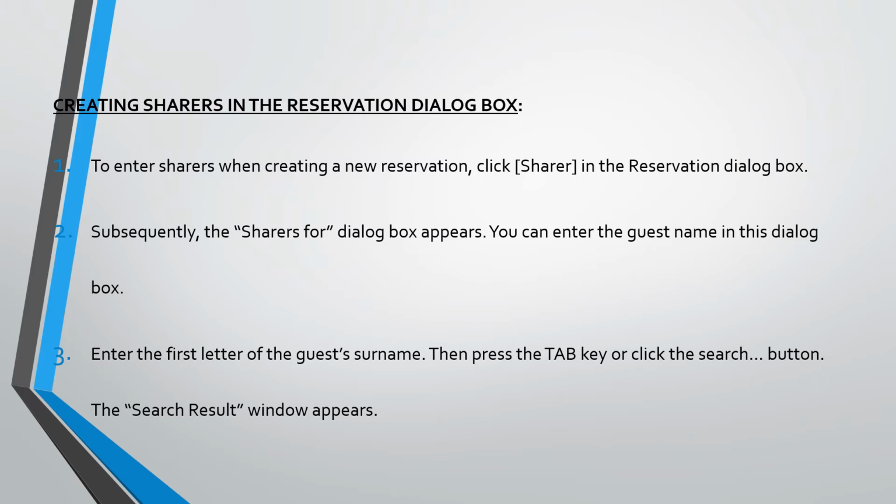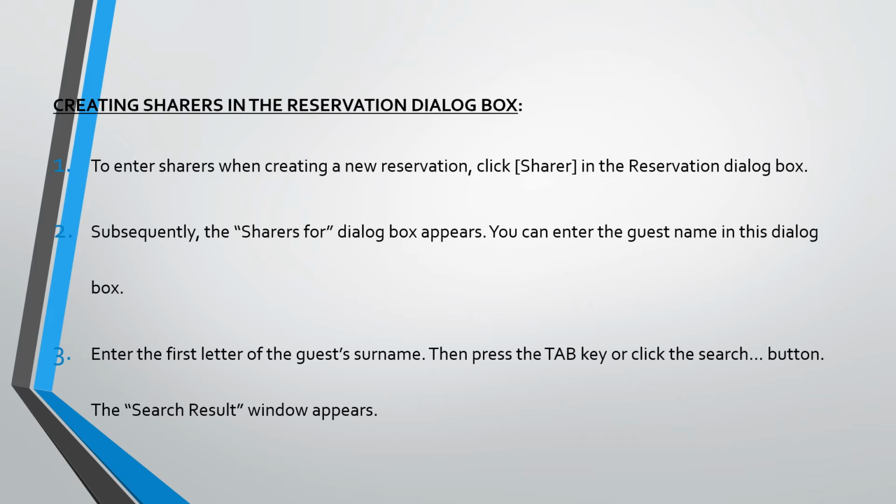Creating sharers in the reservation dialog box. To enter a sharer when creating a new reservation, click sharer in the reservation dialog box. Subsequently, the sharers dialog box appears. You can enter the guest name in the dialog box. Enter the first letter of the guest surname, then press the tab key and click the search button.